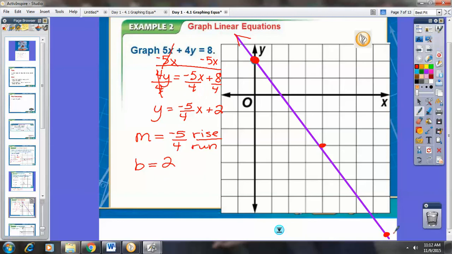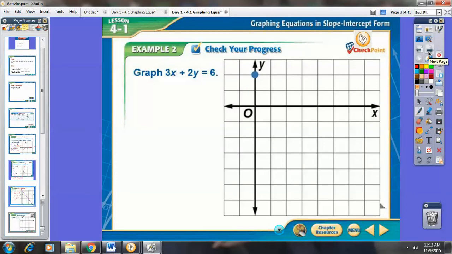Move those arrows on the ends of your line. Let's try this one. Once again, I need to put it in slope-intercept form so it's easy to graph. What would you guys do first to put this into slope-intercept form? Damien: Subtract 3x. Good, subtract 3x.